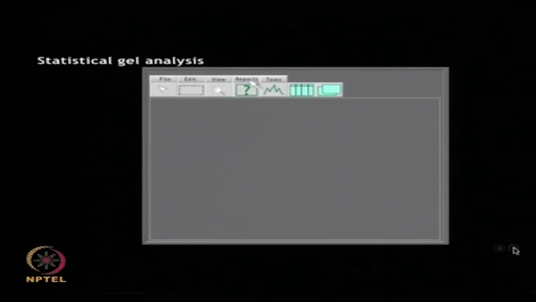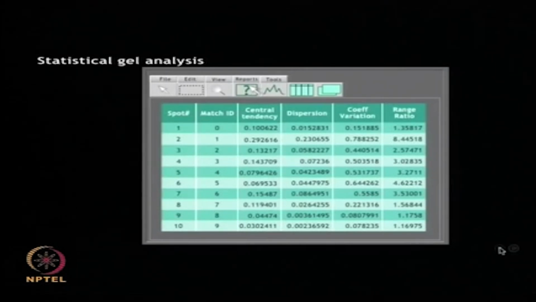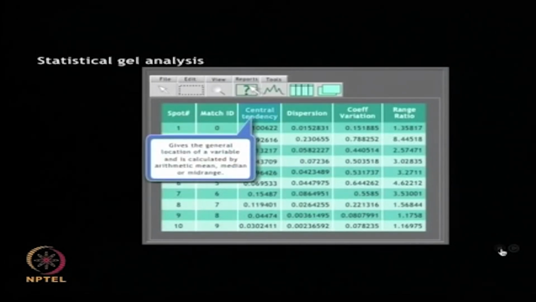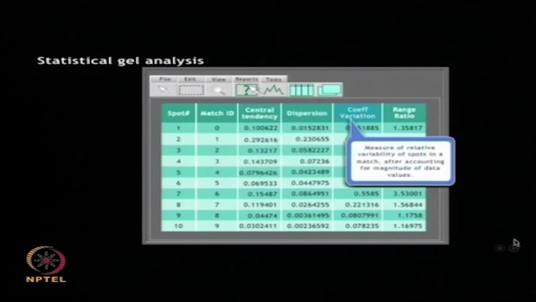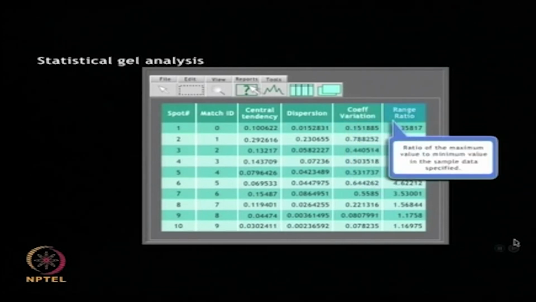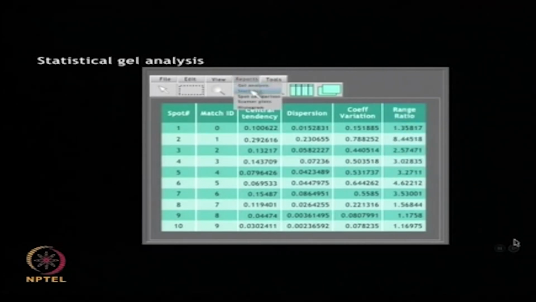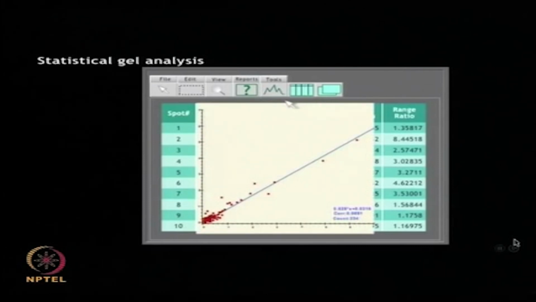In addition to the physical parameters, various statistical parameters can also be computed for each gel and each spot on the gel, such as central tendency, mean, median, dispersion, coefficient of variation, standard deviation or other statistical parameters. The scatter plots and histograms can also be plotted for clear data analysis. These can provide information regarding inter and intra gel variations.